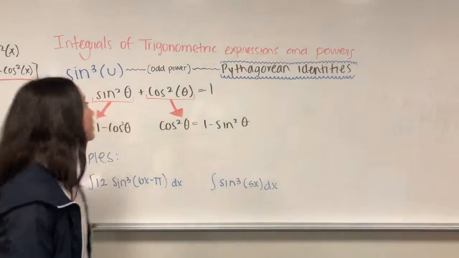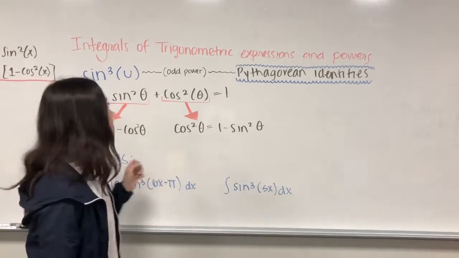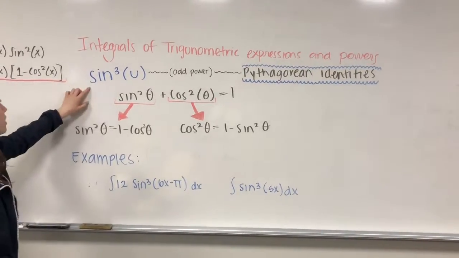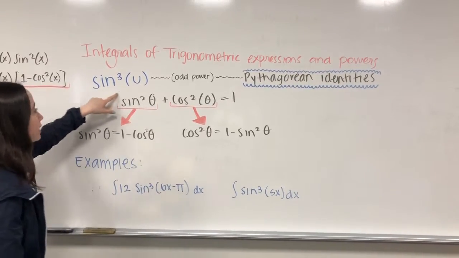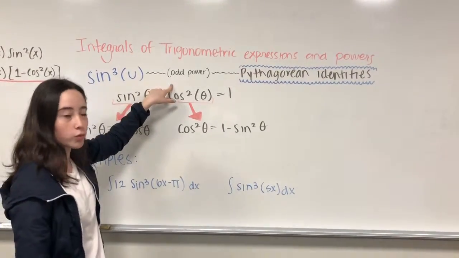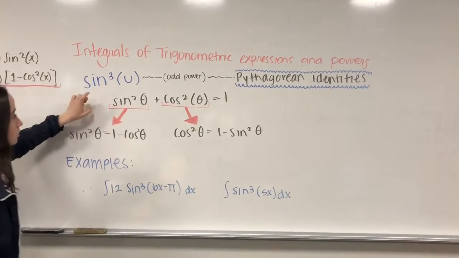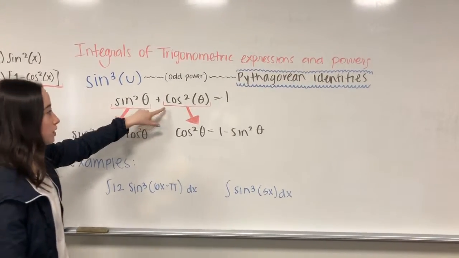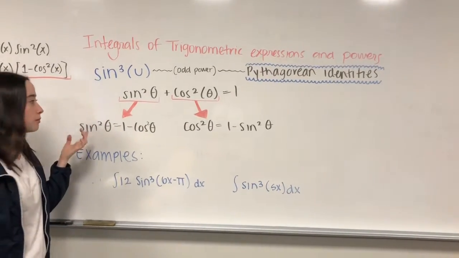Today we are going to be explaining integrals of trigonometric expressions and powers. Our identity is sin to the power of 3. We can see that it has an odd power, therefore we need to use the Pythagorean identities. This is equal to sin to the second power plus cos to the second power is equal to 1. We need to separate them in order to be able to solve our examples.